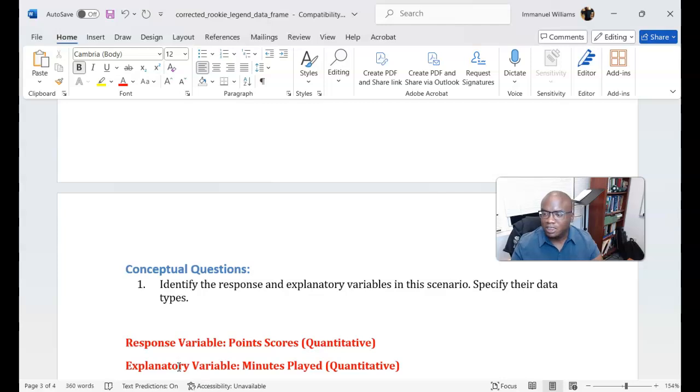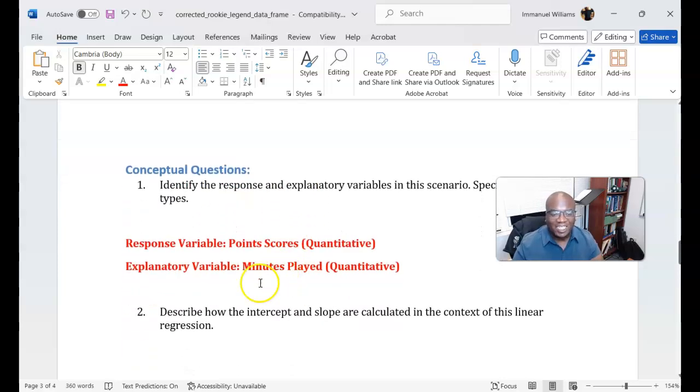I should say any questions, because I'm going slow. All right, so describe how the y-intercept and slope can be calculated in linear regression.